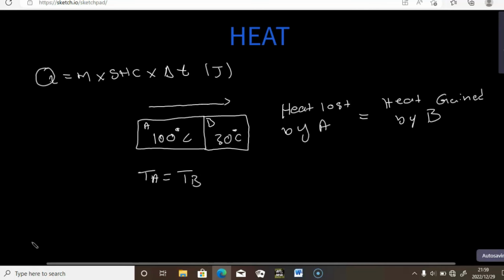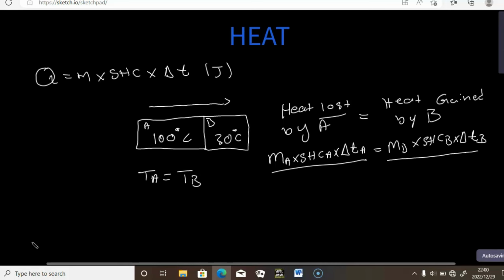And since we know that heat energy is equal to mass times specific heat capacity times temperature difference, we can then come here and say the mass of object A times specific heat capacity of object A times the change in temperature of object A is equal to the mass of object B times specific heat capacity of object B times the temperature difference of object B. This will be representing the heat lost, and this will be representing the heat that is gained.